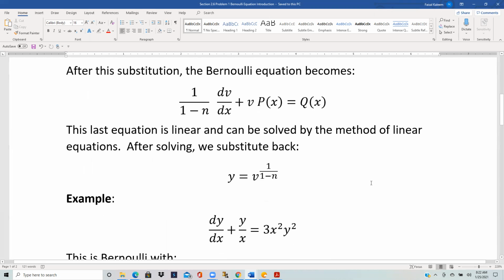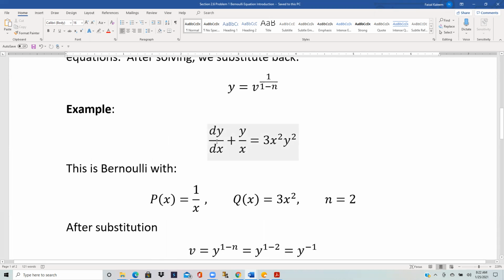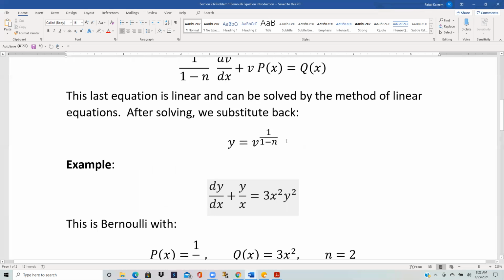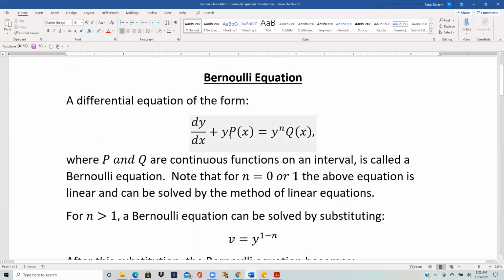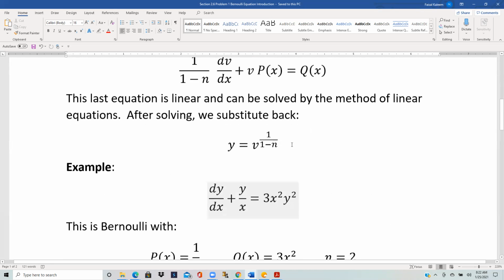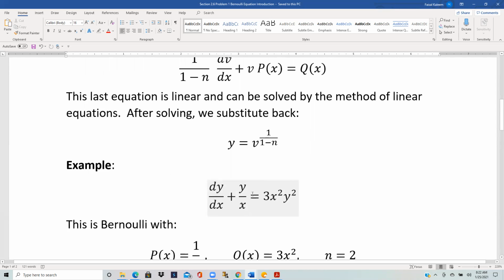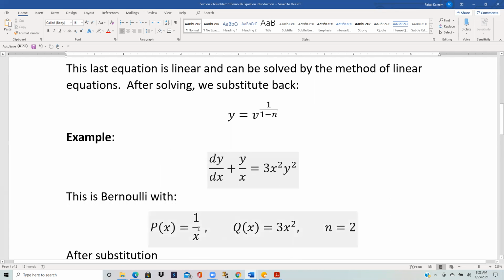So let's look at an example. Let's look at this equation: dy/dx + y/x = 3x^2 y^2. So we recognize that this is a Bernoulli equation, because a Bernoulli equation is dy/dx + y times p(x). So we have y times 1/x. 1/x serves as the p(x).